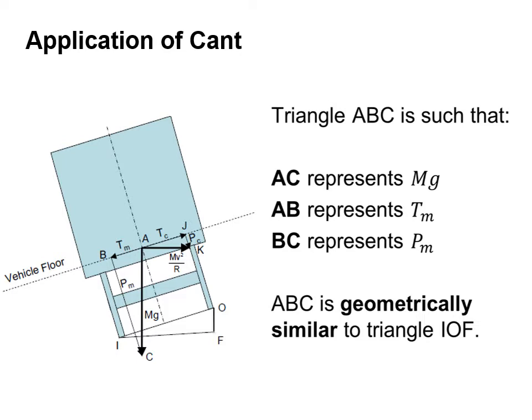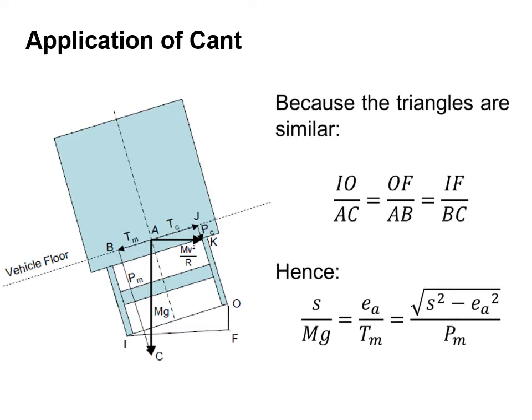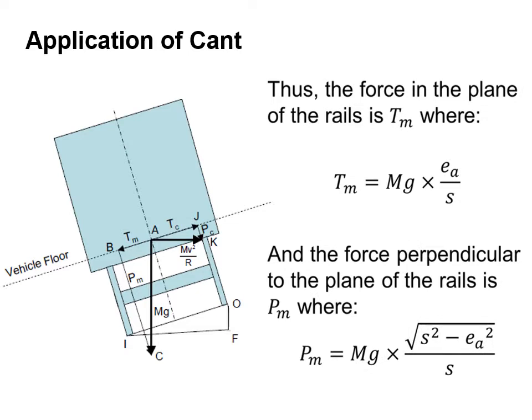ABC is geometrically similar to triangle IOF. So for triangle IOF, IO represents S, the distance between the centres, OF represents the applied cant, and IF represents the square root of the distance between the centres squared minus the cant squared. Because these triangles are similar, we can then show the relationship between the variables. So therefore the force in the plane of the rails is T subscript M, and the force perpendicular to the plane of the rails is P subscript M.